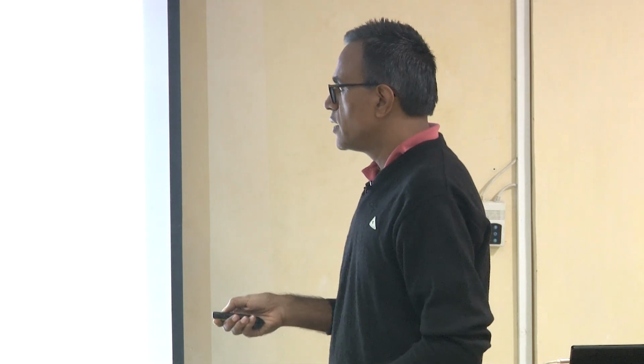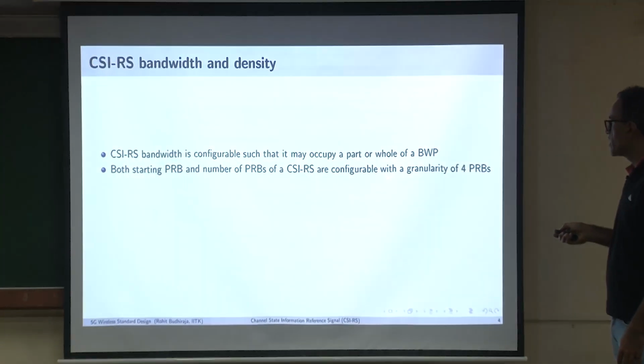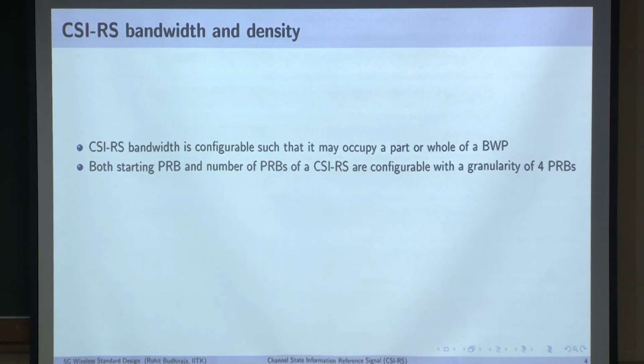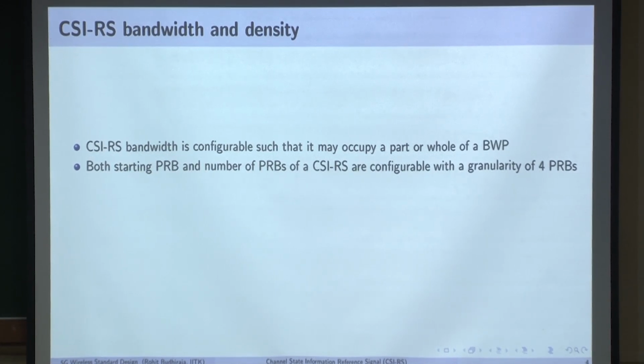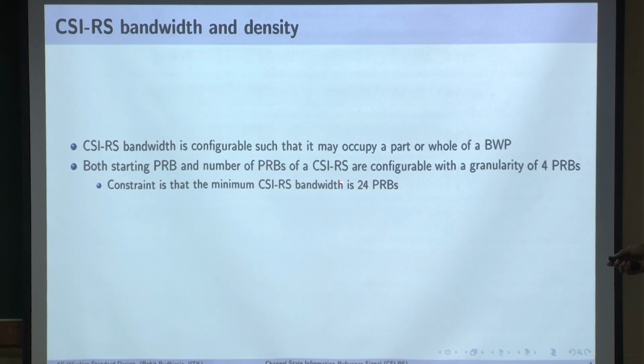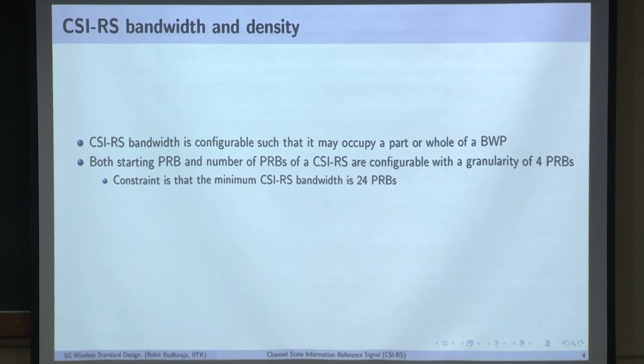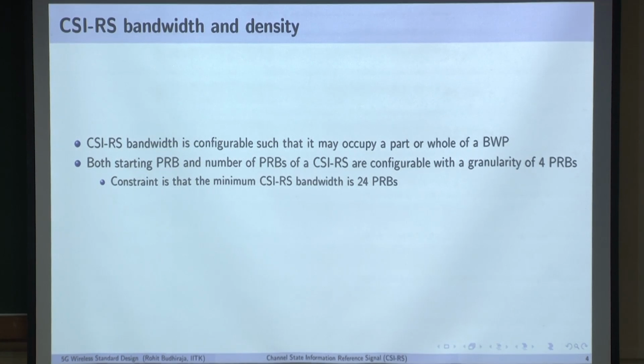Another fact: the starting PRB and number of PRBs of CSI-RS are configurable with a granularity of 4 PRBs. The constraint is that the minimum CSI-RS bandwidth is 24 PRBs, so you need to estimate over a minimum of 24 PRBs. After that, you increase it with a granularity of 4 PRBs, and with that you can go over the entire bandwidth part also.